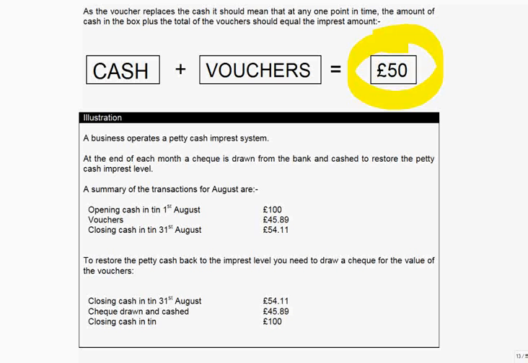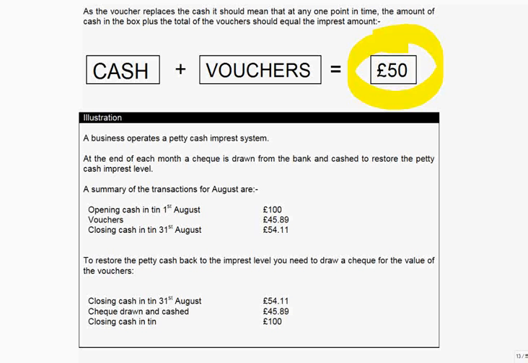So we can see a business is operating a petty cash imprest system. At the end of the month, they draw a cheque from the bank and cash it to restore the petty cash level. That's going to be important to do because eventually that £50 or whatever it is will run out. Okay, so we need to replace that at some point. So let's have a look at what they've done in this business.